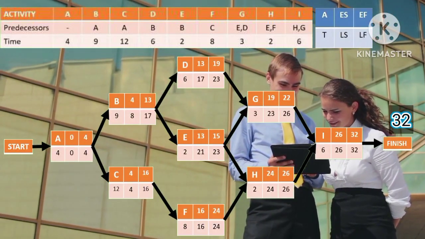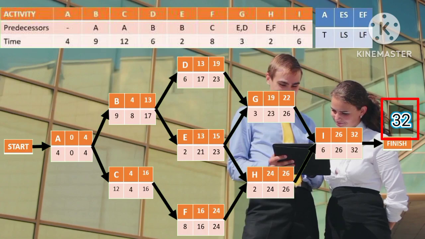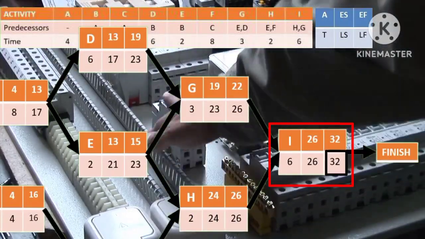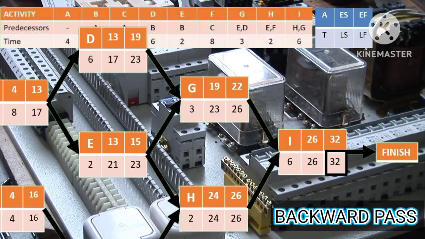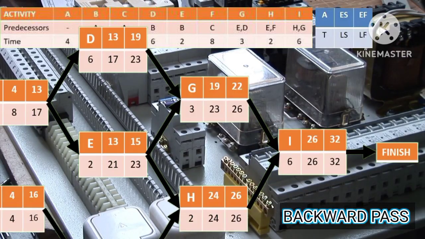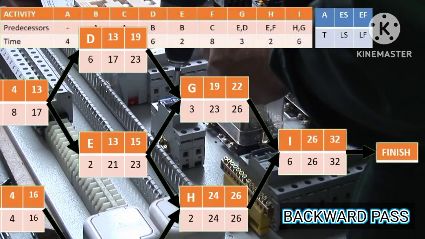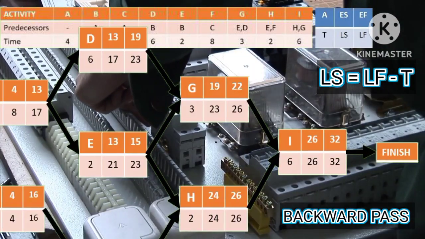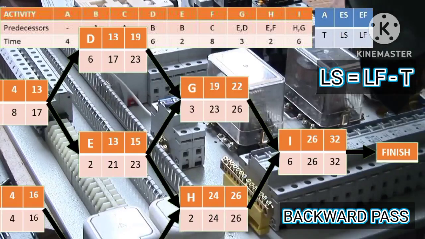Since the project completion time is 32 weeks, the latest finish time of I is automatically 32. So let's begin the backward pass. Before that, let me show you the formula for the latest start: LS is equal to LF minus time. Then let's begin the backward pass.